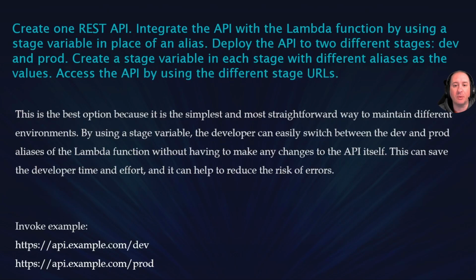So let's dive into why B was the right answer. You're creating your REST API and you're integrating it with your Lambda functions by using a stage variable in place of an alias. We already looked at this verbiage from the question. This is the best option because it's the simplest and most straightforward out of the four options that we had available to us. It's also the easiest to maintain. By using a stage variable, the developer can integrate dev and prod with the Lambda function without having to make any changes to the API. And this can obviously save you some time and effort as well. An invoke example I gave here is you would use the API name along with a postfix with the URL that you're looking to use.